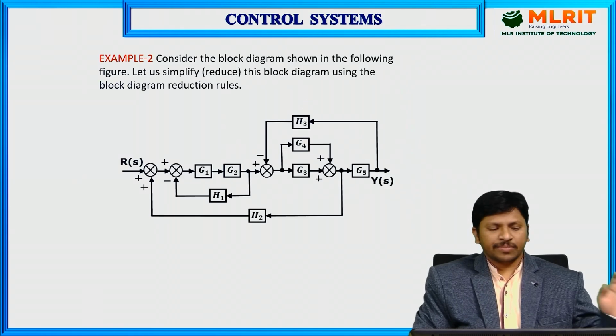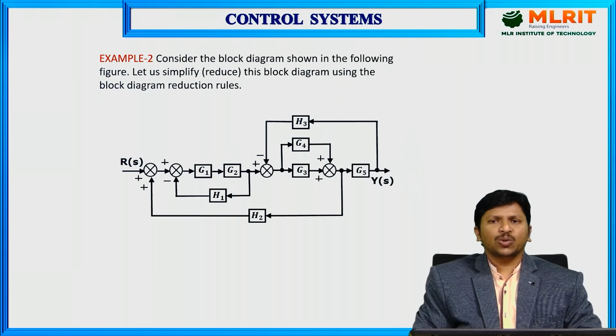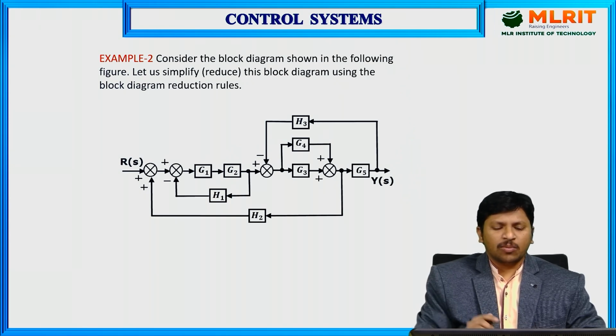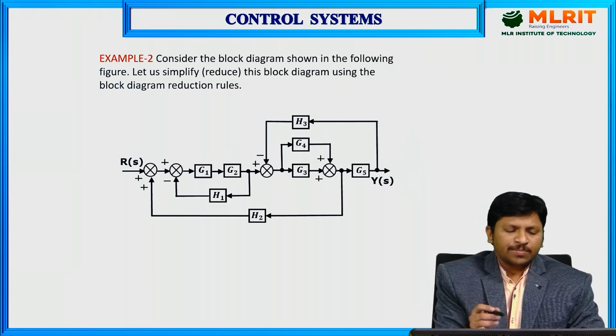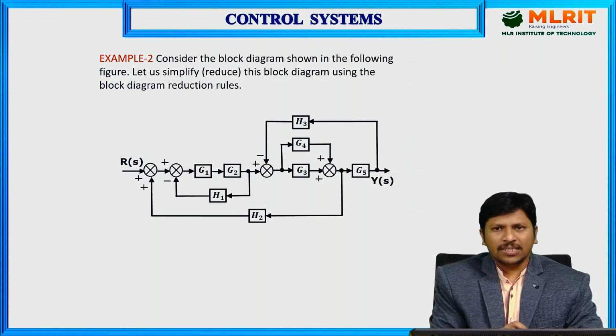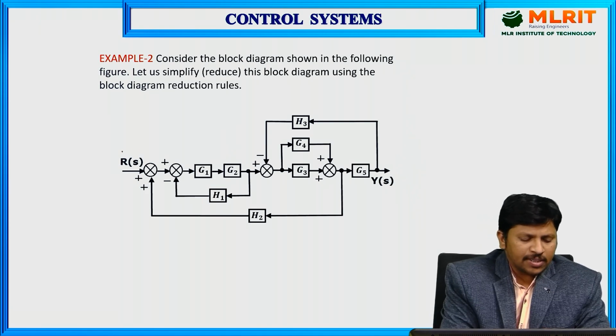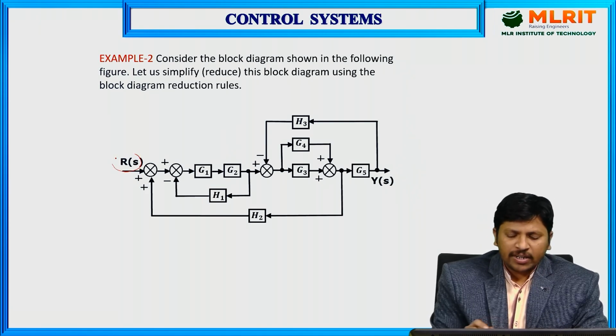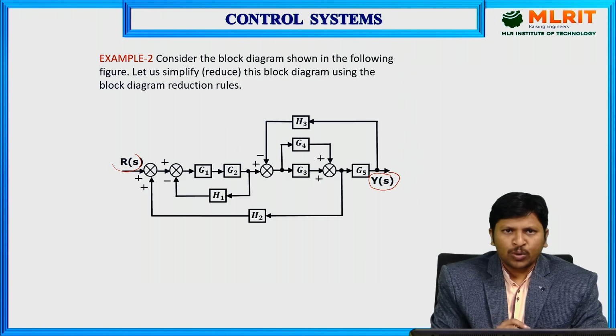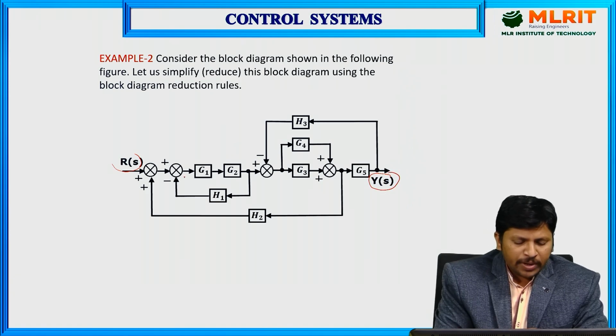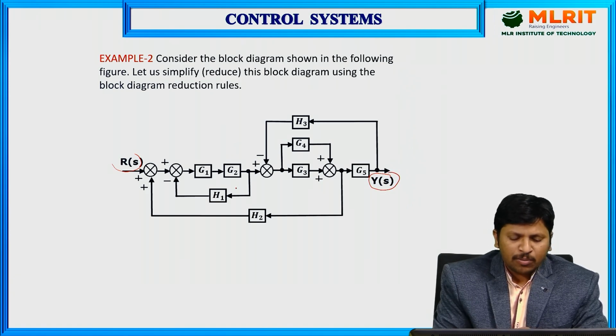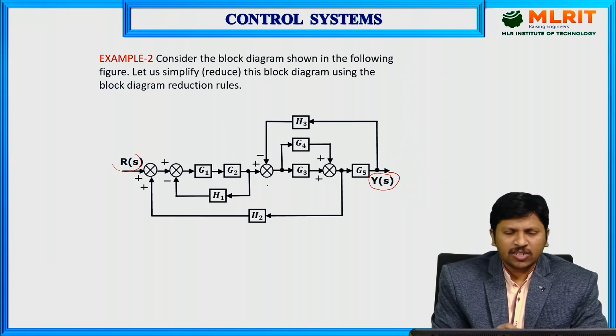Here this is the example 2 problem I am going to consider. This is the block diagram. I am going to reduce this block diagram into a single block, that is, the transfer function of the block diagram. Here R of S is our input and Y of S is our output. How many feedbacks are available here, and which rule is going to be applicable? Just observe here.